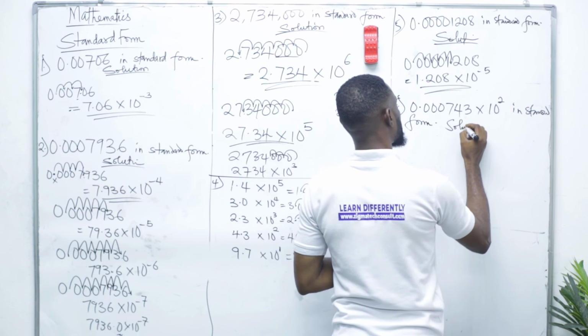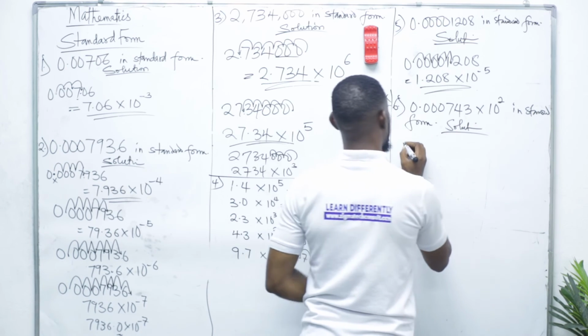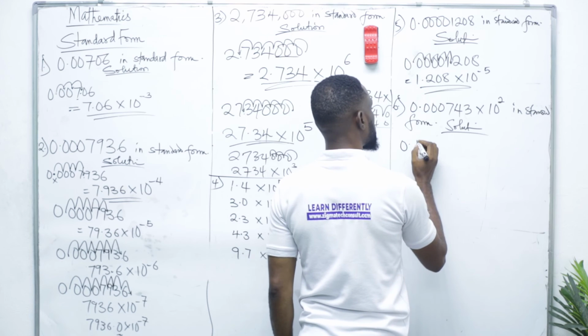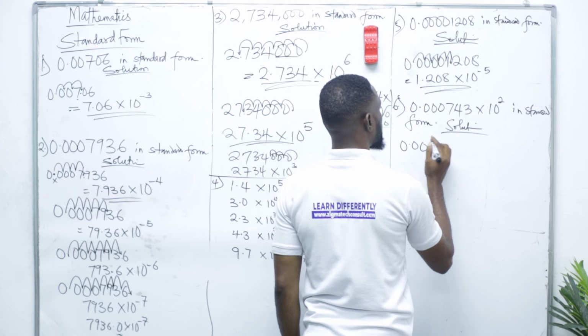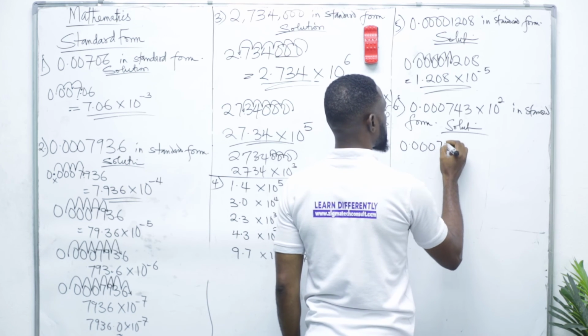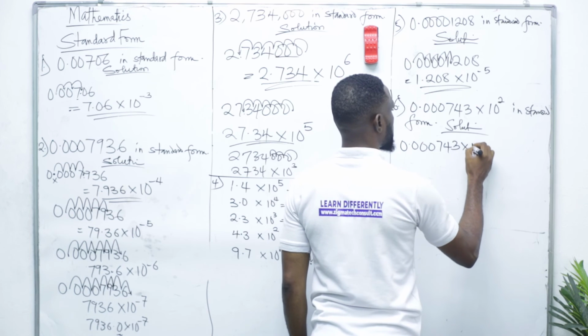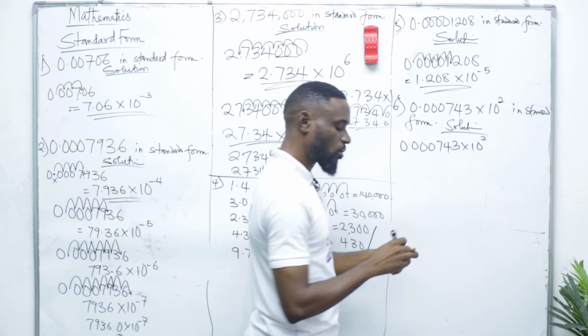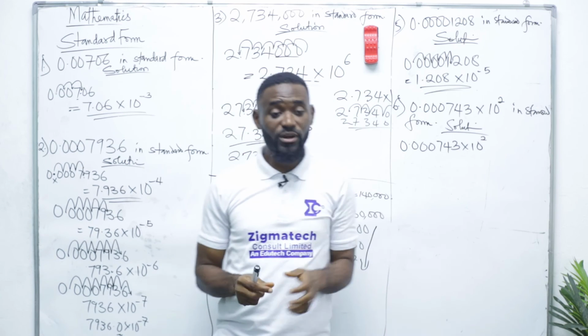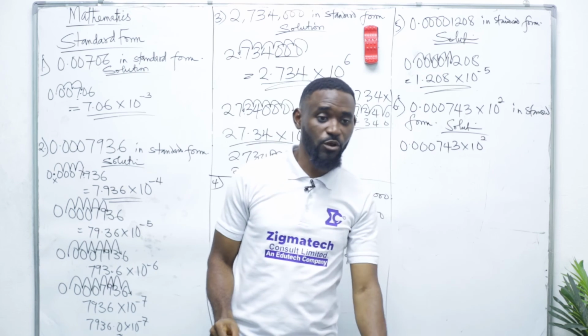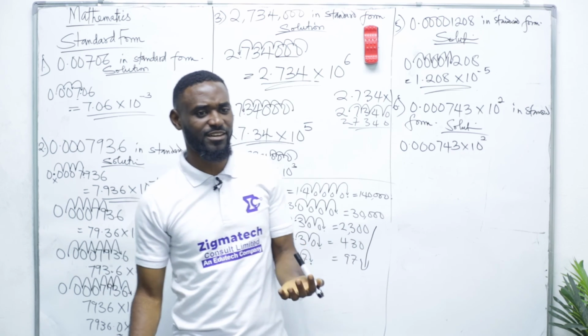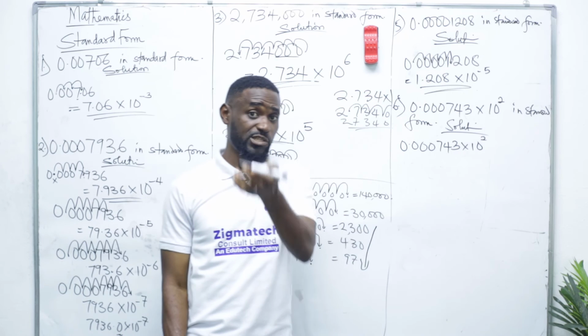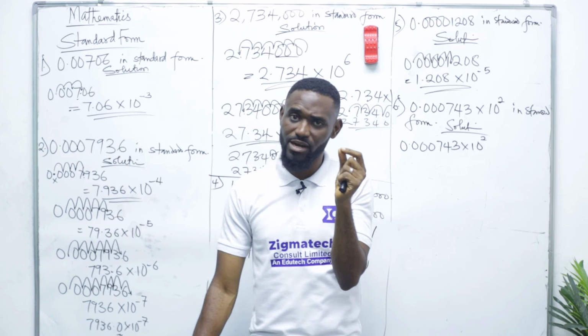So let's look at the solution to this. So we have 0.000743 times 10 raised to the power 3, to the power 2 rather. All right. So if you look at this number, you will think that it's already in standard form. No, it's not. It's still a very small number.